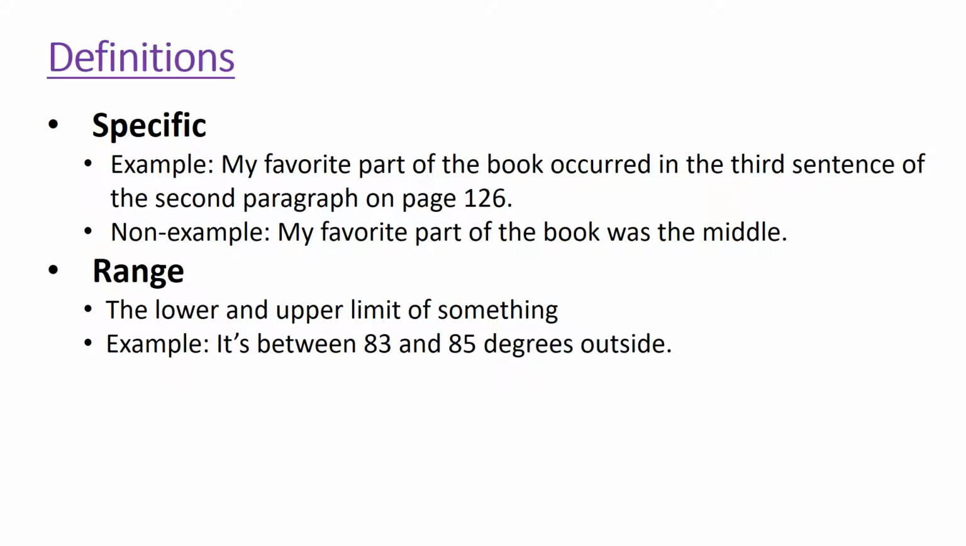A couple more vocabulary terms. Specific. I'm not going to define it, I'm just going to give you an example and you'll understand it. My favorite part of the book occurred in the third sentence of the second paragraph on page 126. That's very specific. An example of a statement that's not specific would be, my favorite part of the book was the middle. That's a very general statement. That's not specific. Another word you want to understand is range. Range refers to the lower and upper limit of something. For example, it's between 83 and 85 degrees outside. That's a temperature range.